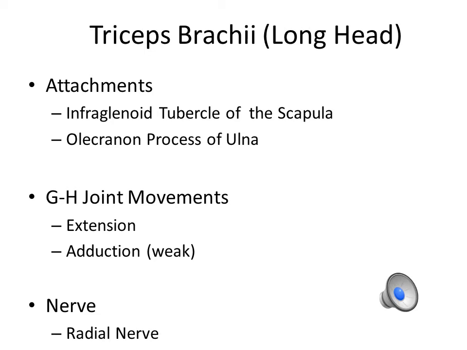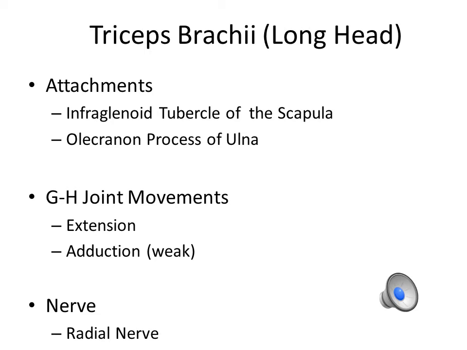Triceps brachii. Triceps brachii, as the name indicates, has 3 heads: the long head, the lateral head, and the medial head. The long head of triceps brachii is the only portion of the muscle that crosses over the glenohumeral joint. Therefore, it is only the long head that has action or produces movement at the glenohumeral joint.